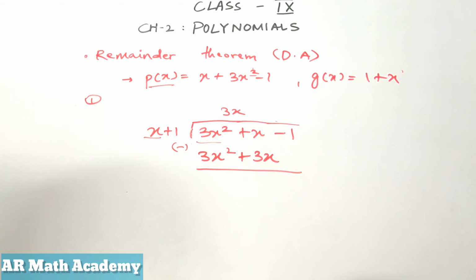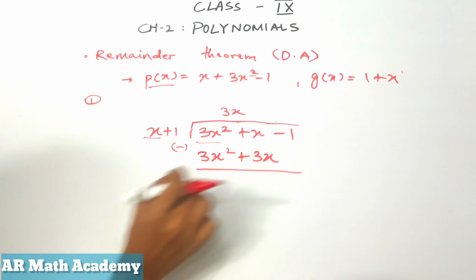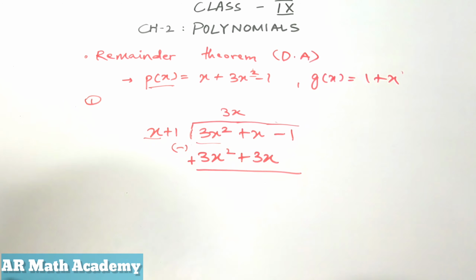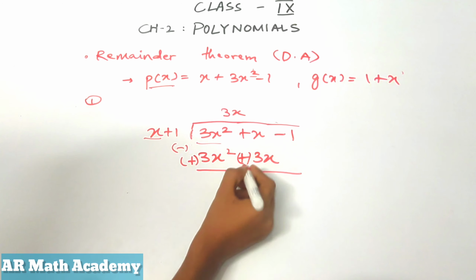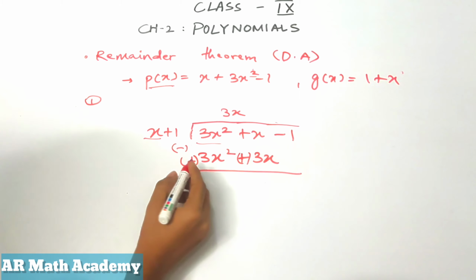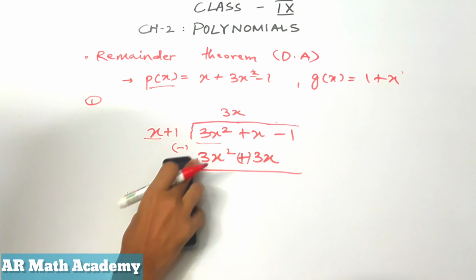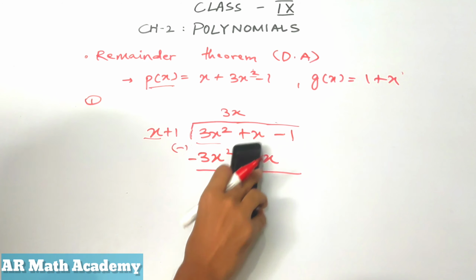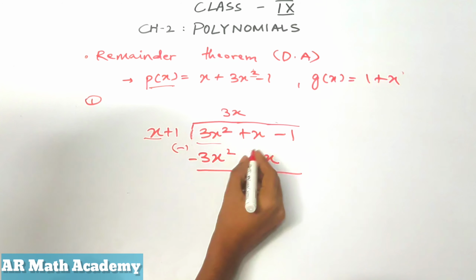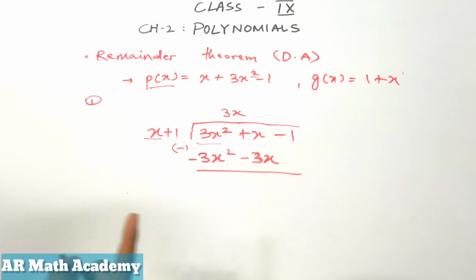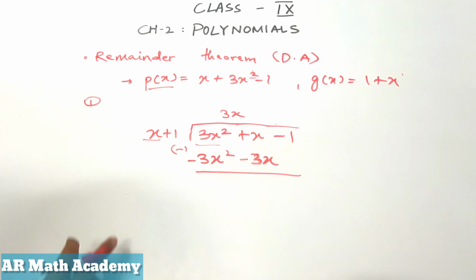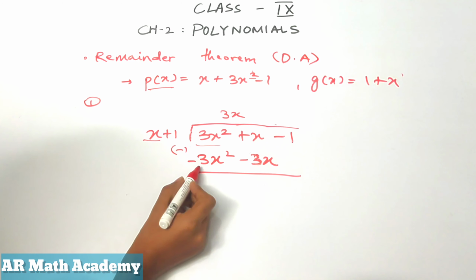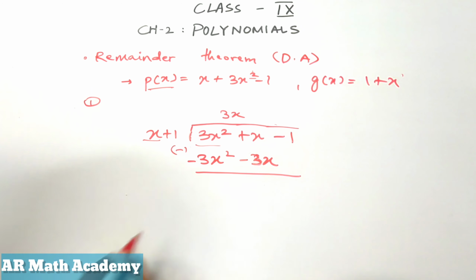The simple tweak over here is, you have to change each and every sign so that you flip them. Suppose this 3x square has a plus sign in front and 3x also has a plus sign in front. You have to flip their signs. So this plus will change into minus: minus 3x square, and this plus 3x will change to minus 3x. Now remember this step. This is very important because when you are subtracting, you just have to flip the signs. So it was plus at first, now it is minus. Similarly over here as well.